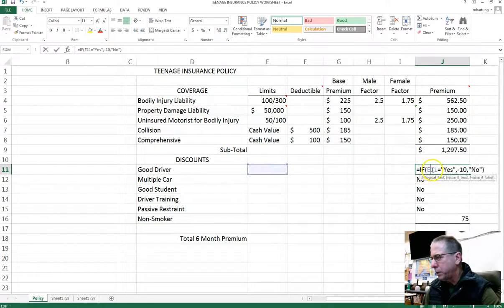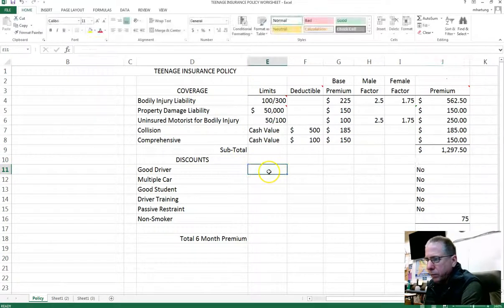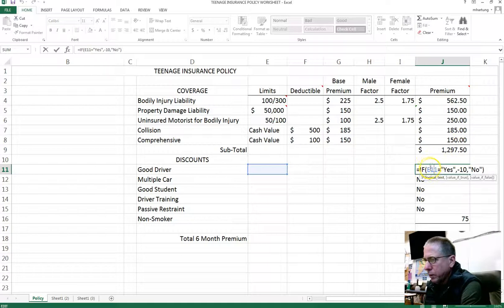Well, let's see. I'll go ahead and open this up. It'll be maybe a little easier to see here. So what we're doing here is we're saying if whatever the contents of E11 happens to be, if it equals yes, then what we want to do is put in a minus $10. Otherwise, if the answer is not yes, if it's something else, then we want to put the word no in, meaning that the discount does not apply. So we don't get to take that discount.